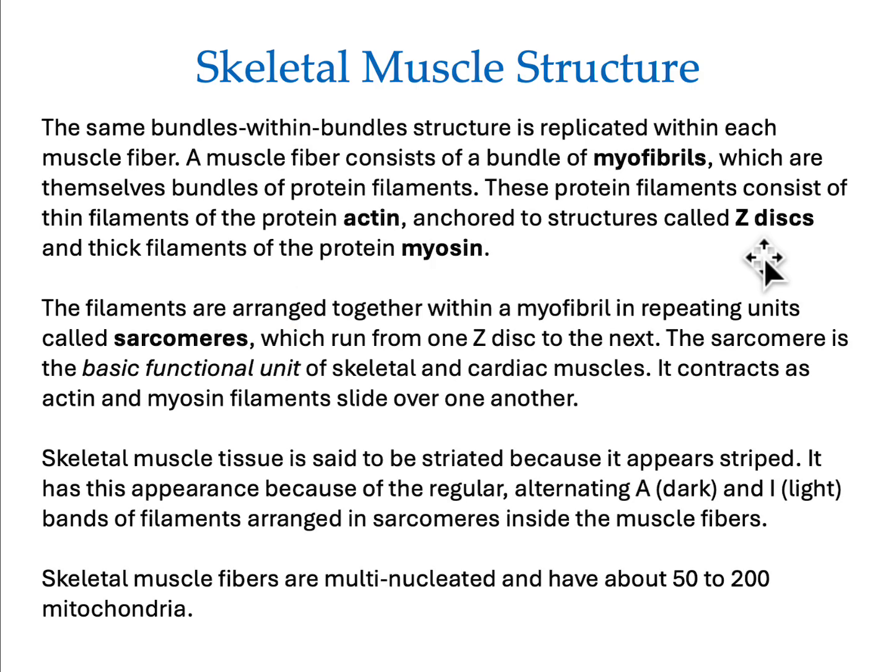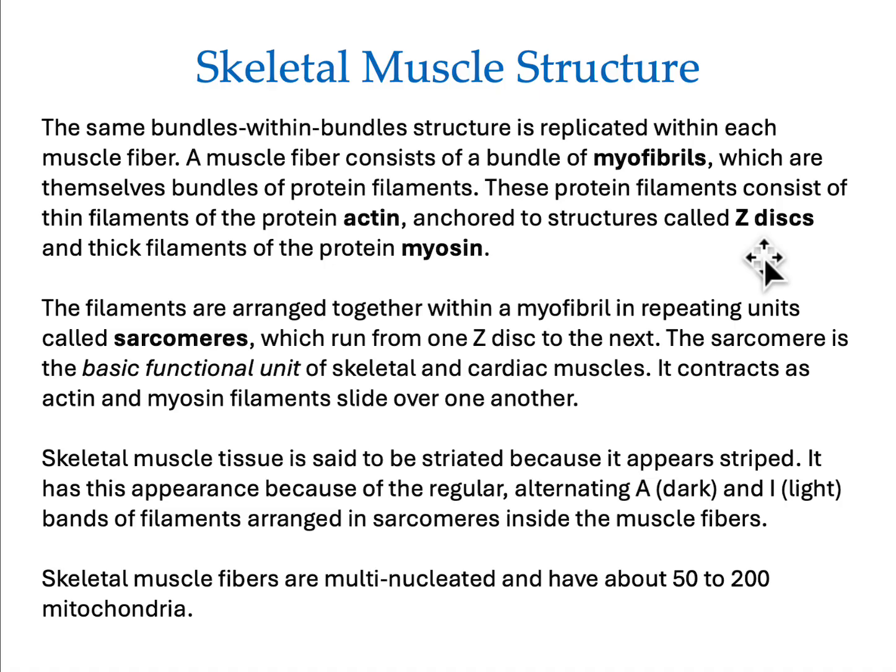Skeletal muscle structure. The same bundles-within-bundles structure is replicated within each muscle fiber, which is also called a muscle cell. A muscle fiber consists of a bundle of myofibrils, which are themselves bundles of protein filaments. These protein filaments consist of thin filaments of the protein actin, anchored to structures called Z-discs, and thick filaments of the protein myosin. The filaments are arranged together within a myofibril in repeating units called sarcomeres, and we'll take a look at this in a minute.